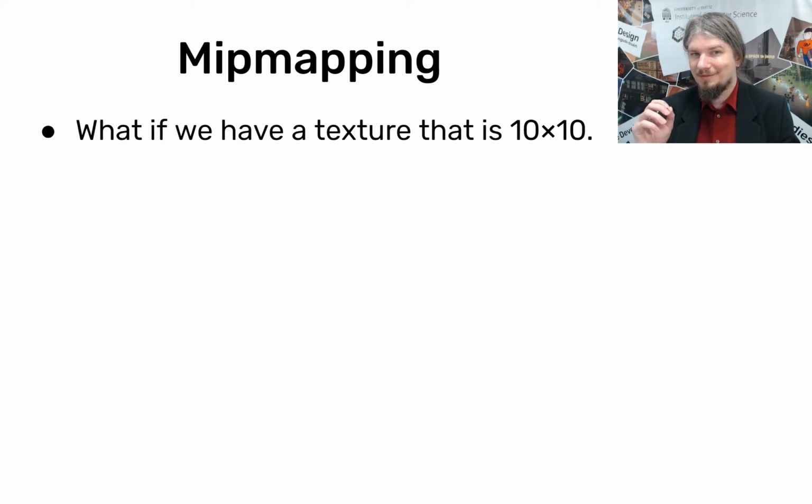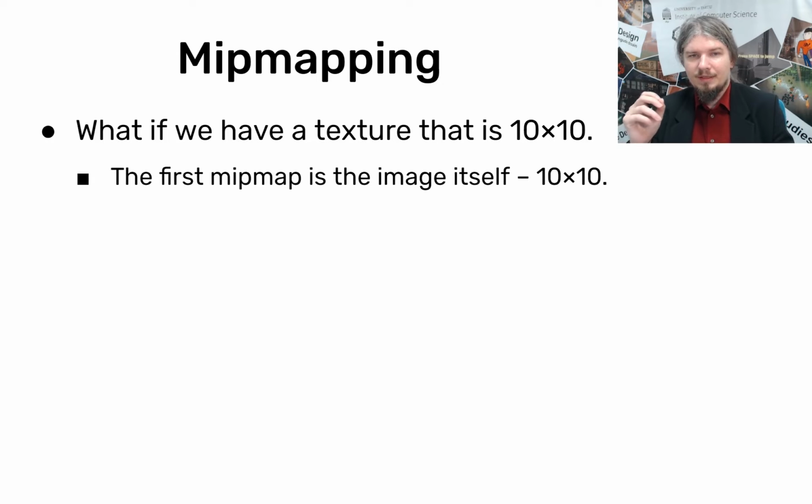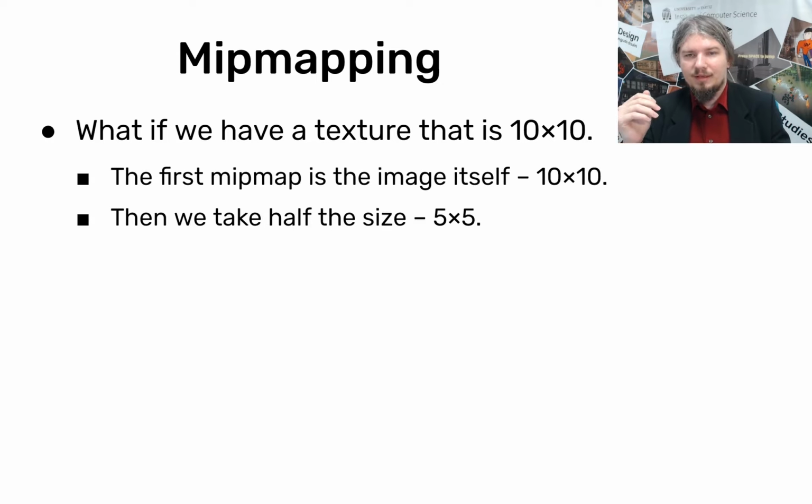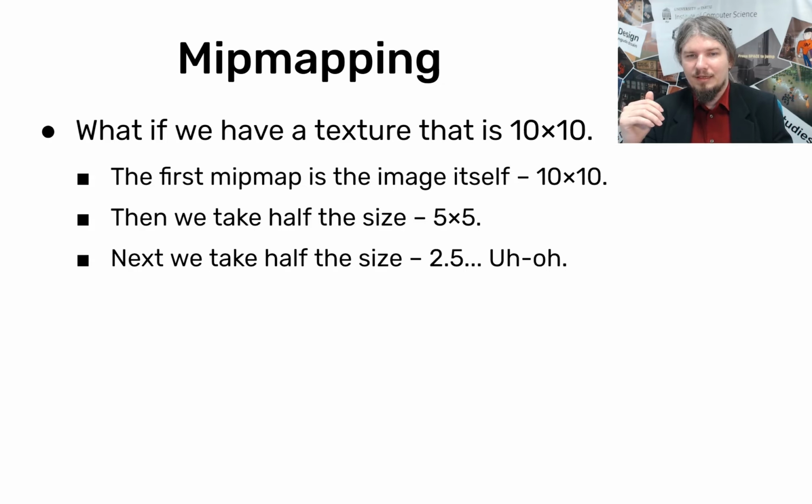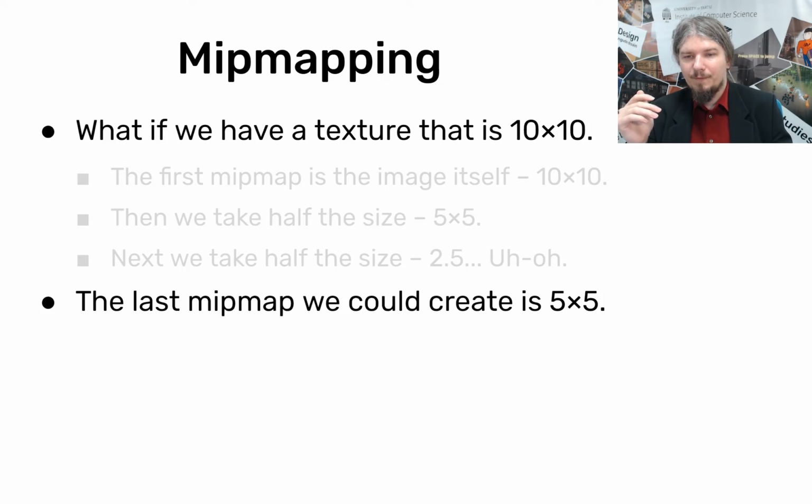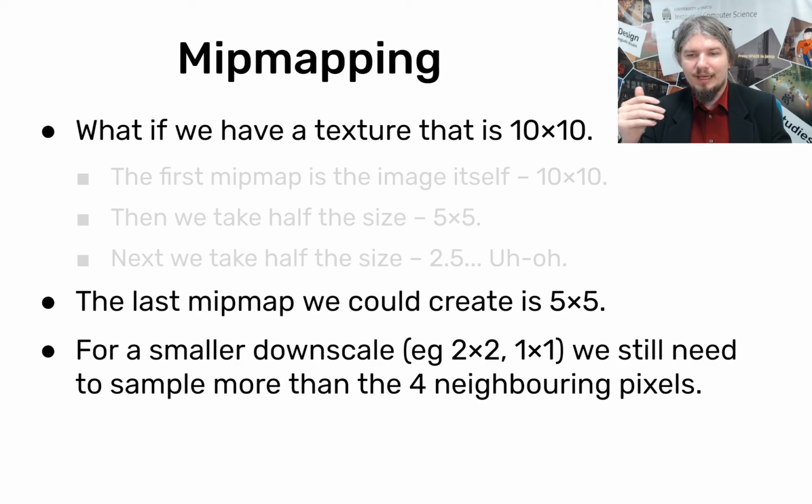There is one small problem. So what if we have a texture that is 10x10? The first Mipmap would be the image itself, it's 10x10. And the second one we take half the size, would be 5x5. And then we have 2.5 times 2.5. So this is a problem. How can we have like half a pixel? So the last Mipmap we could create is this 5x5, which still results in a problem where at some point we cannot downscale the smaller versions.